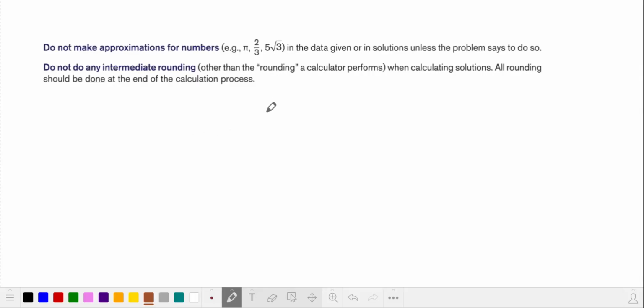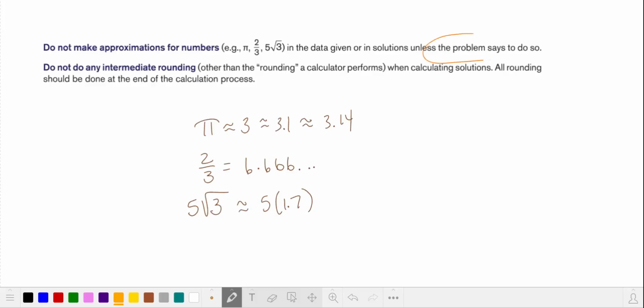Do not approximate some of these numbers like pi or 2/3 or a square root. Sometimes the problem will specifically tell you to approximate to some degree of accuracy, say to the nearest 10th or 100th. Follow the instructions in the problem statement, but if there are no instructions, then use the exact numbers. If you're using a calculator, avoid rounding early in the calculation process. Try to do all of your rounding at the very end.